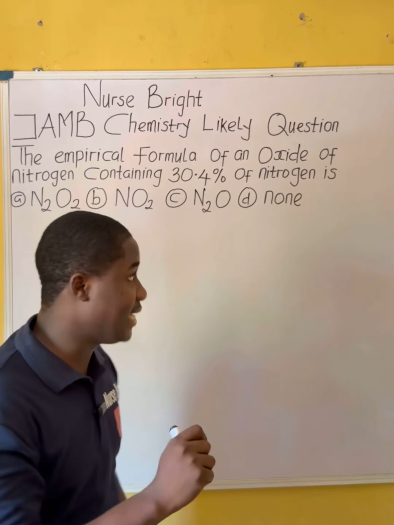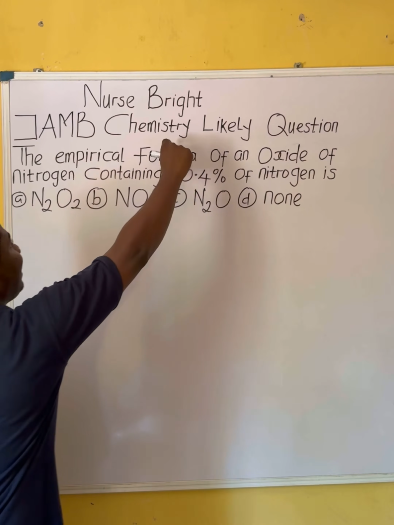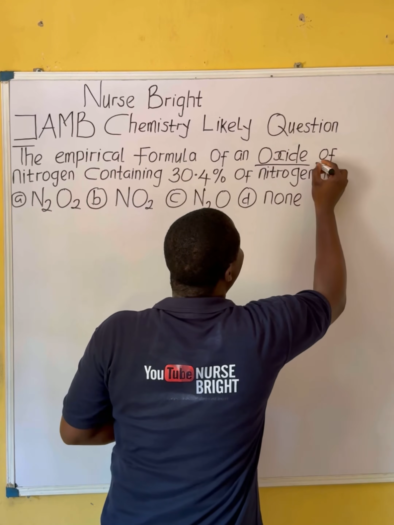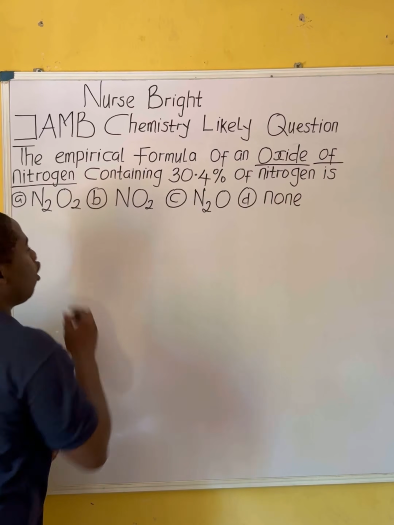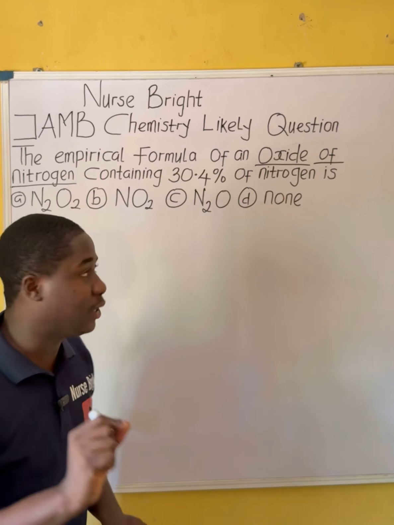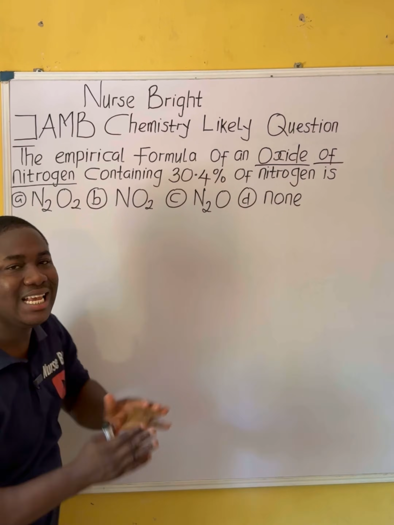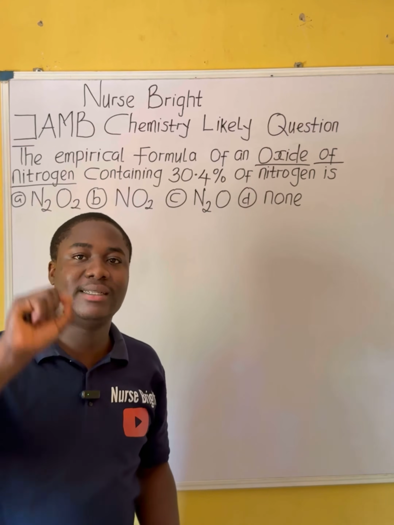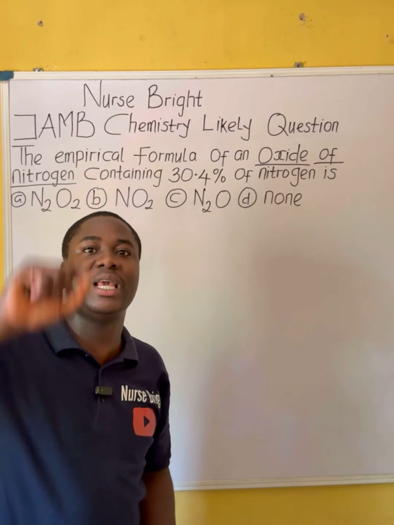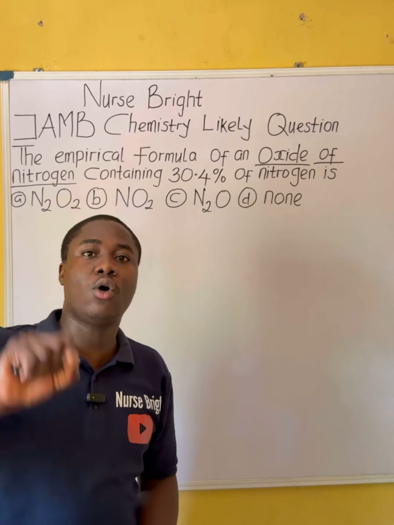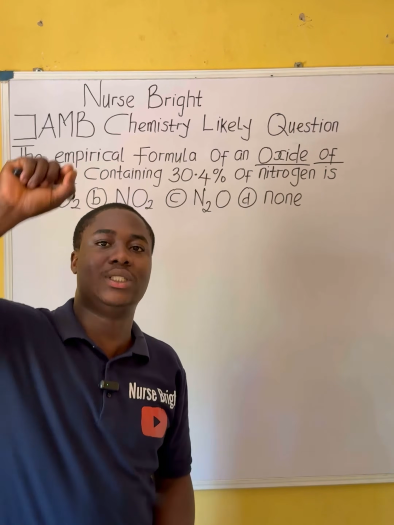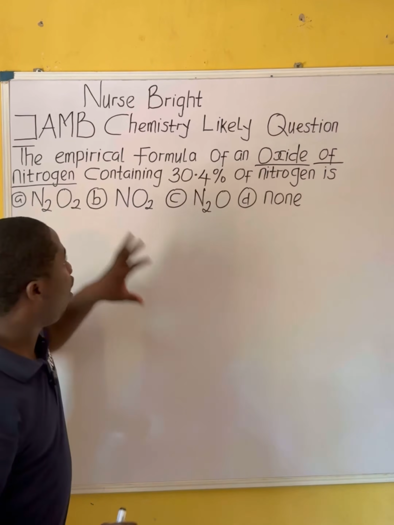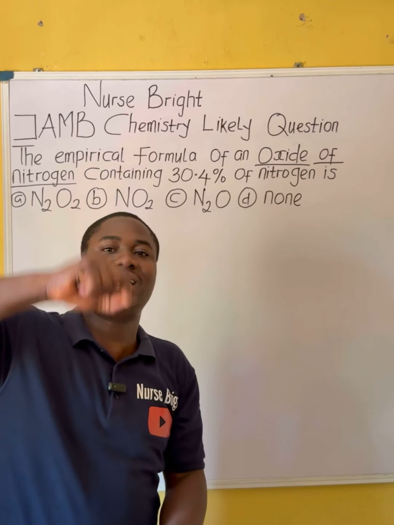The question says the empirical formula of an oxide of nitrogen, listen properly, containing 30.4% of nitrogen is. This question is extremely easy. From the look of things, they want us to determine the empirical formula of the compound in this question.